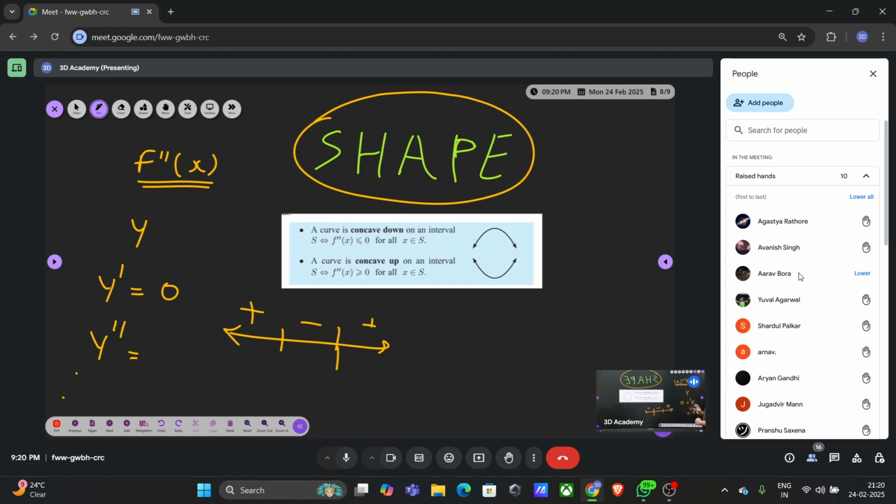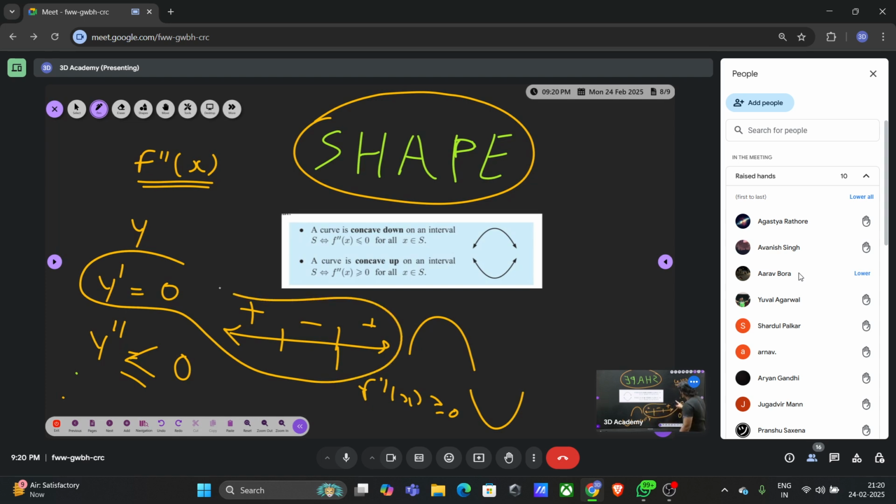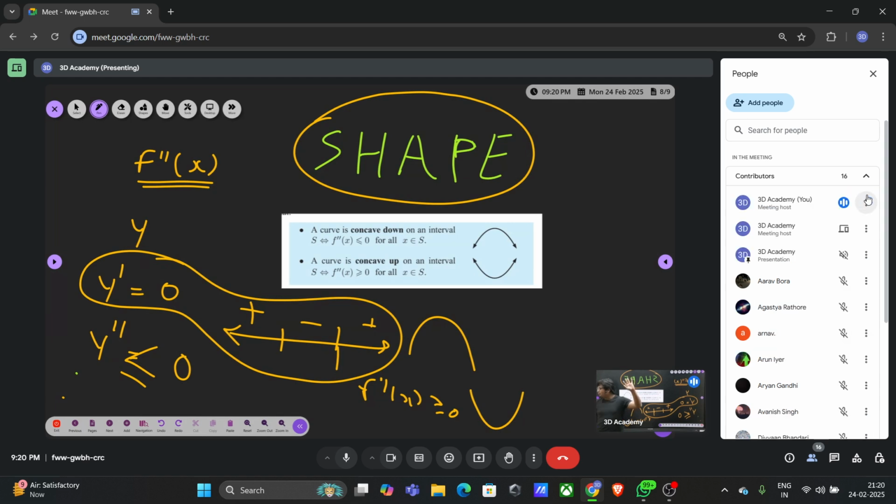If double differentiation for a given point is less than or equal to 0, the graph is concave downwards. If double differentiation is greater than or equal to 0, the graph is concave upwards. Is it clear or not? So instead of doing all of this, you do double differentiation and check. No, triple is not needed at all. How many of you are understanding it?